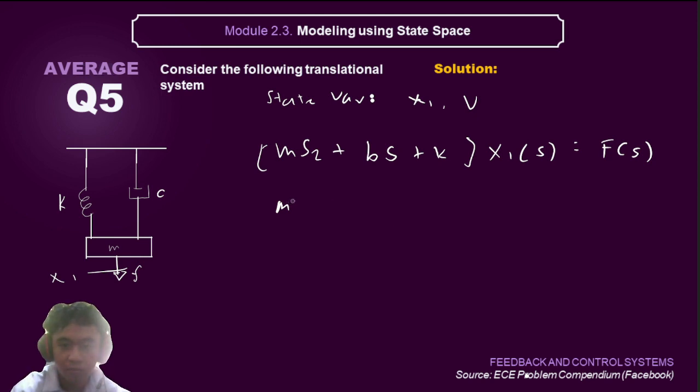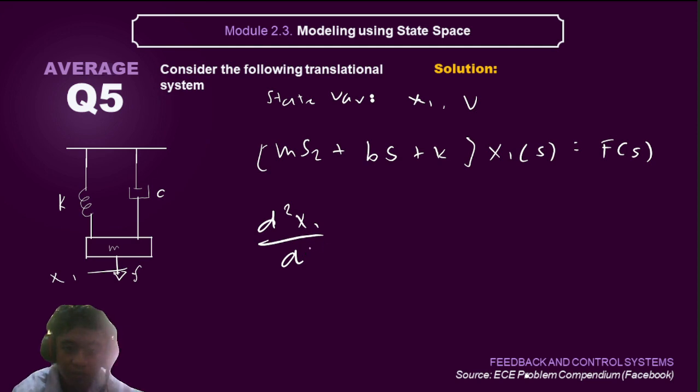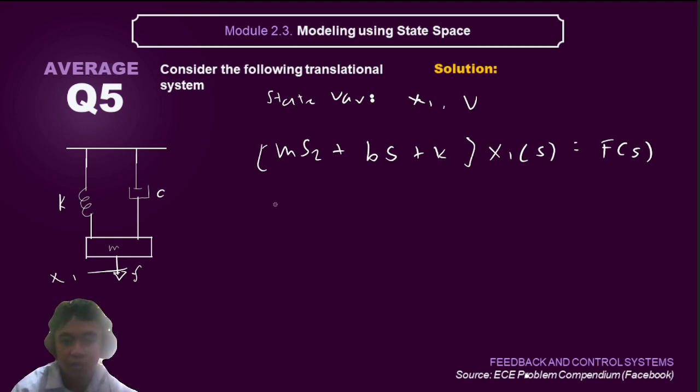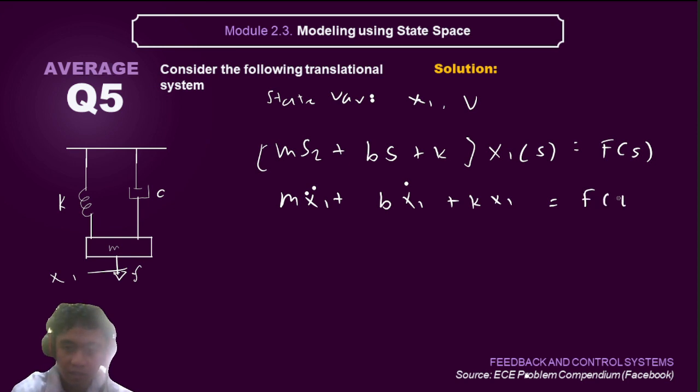We will now combine the s squared with the x1 of s so that we can write it as d squared x1 over dt squared. But instead of writing it this way, I will write it as x double dot. Okay, so continuing forward, this will become mx1 double dot plus bx1 dot plus kx1 equals f of t.